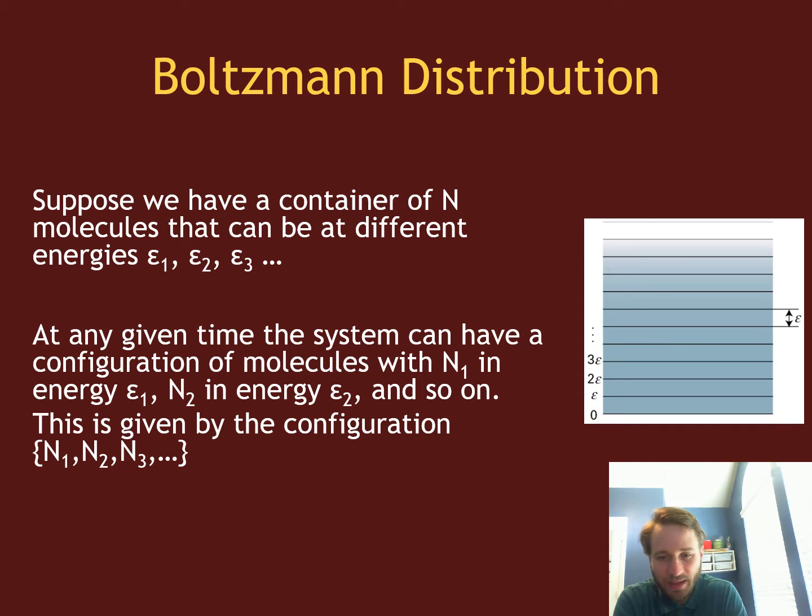Now at any time, those molecules will have some number of molecules in energy level 1, some number of molecules at energy level 2, some number at energy level 3, and so on and so forth. And we'll talk about that distribution of molecules in different energy levels as a configuration. So this notation here is saying I have N1 molecules at epsilon 1, N2 at epsilon 2, N3 at epsilon 3, and so on. That's a configuration of the system.